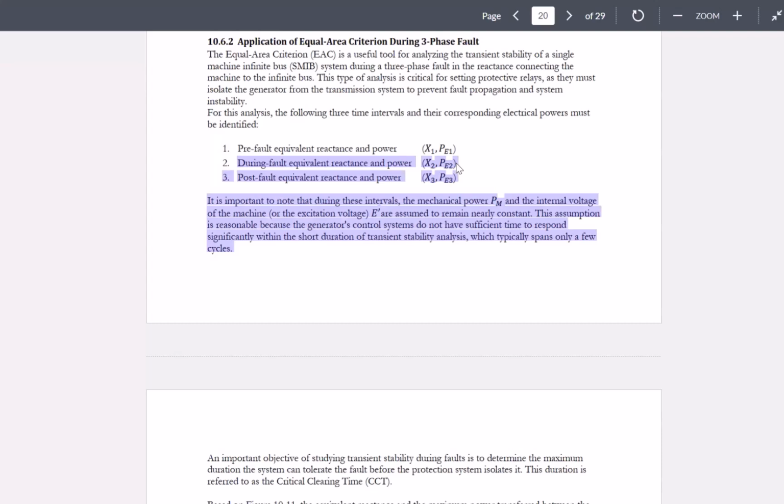Therefore, at some point in time, you would need to clear the fault. Once you clear the fault, you have a post-fault situation, where the equivalent reactance between your internal source and the infinite bus becomes another value, which is in general not as small as X1, but not as big as X2. You come to some kind of compromise. So X1 is small, X2 is very big, and X3 in general would be big, but not as big as X2, okay? Which gives the system a chance to go back to stability.